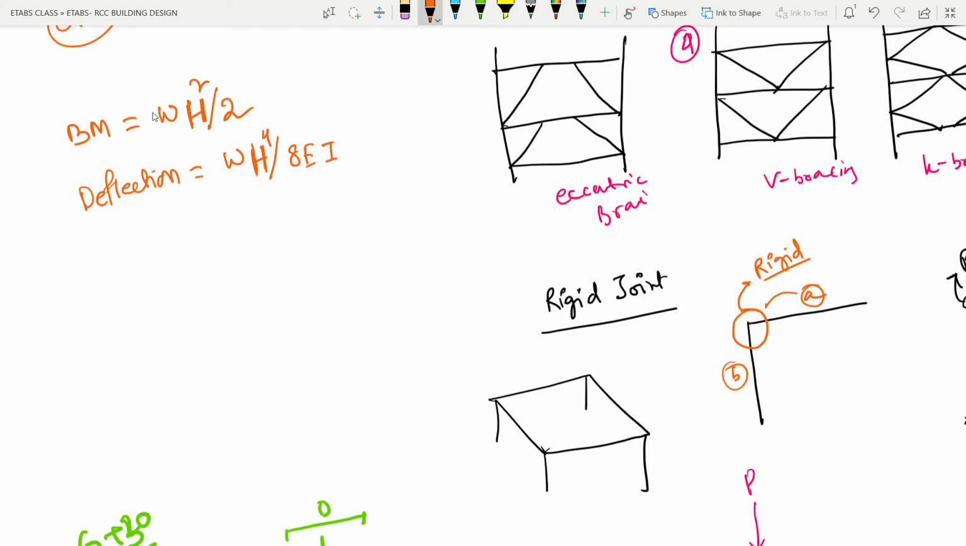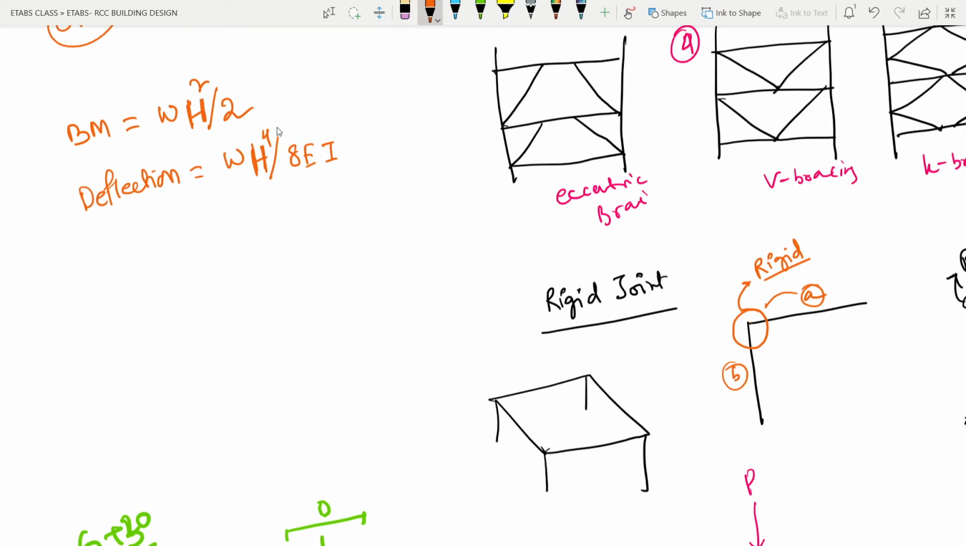But if you see the deflection of the structure, the power of H we are having is 4. So if the bending moment increases, the deflection of the shear wall will be increased much more than the bending moment. Right, much more than the bending moment. If we are having the same cross section and we are increasing the height of the structure and providing the same cross section, in that case the bending moment will be increased, but the deflection will be increased much more than the bending moment.